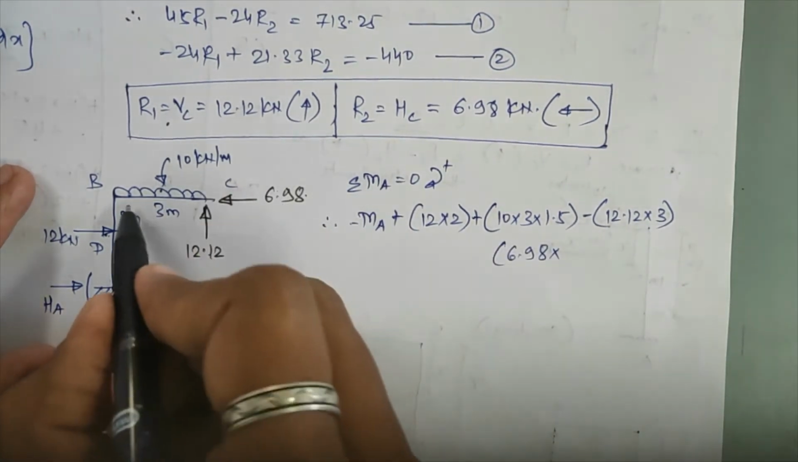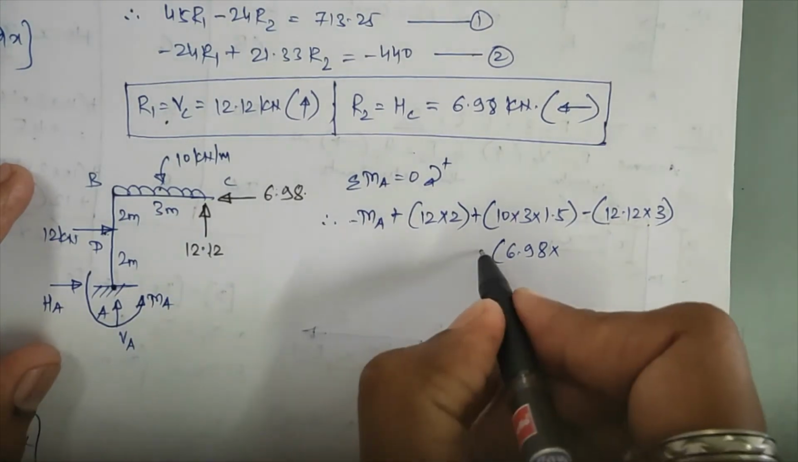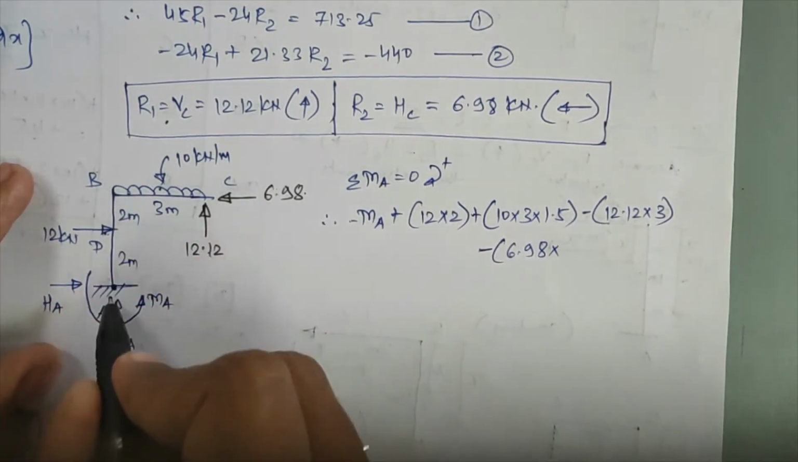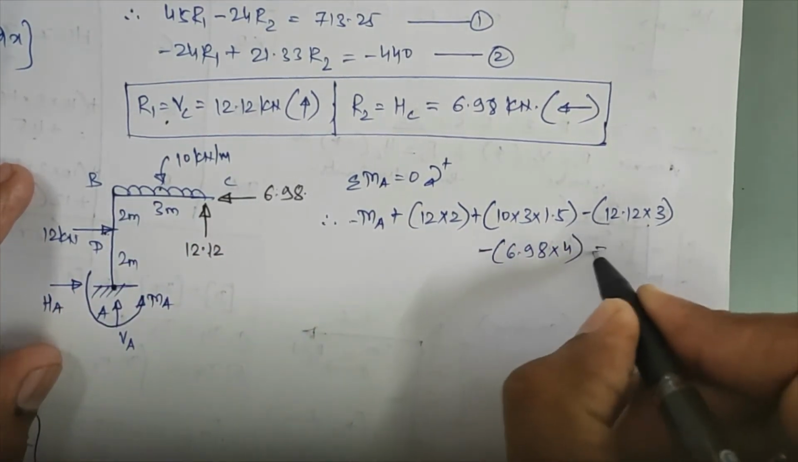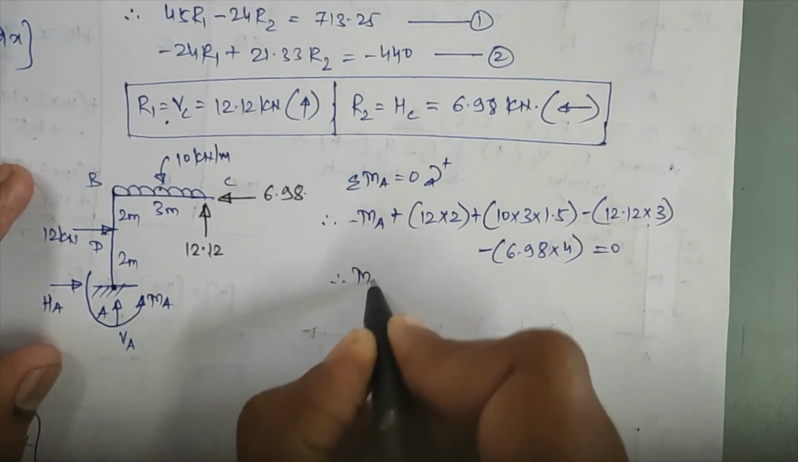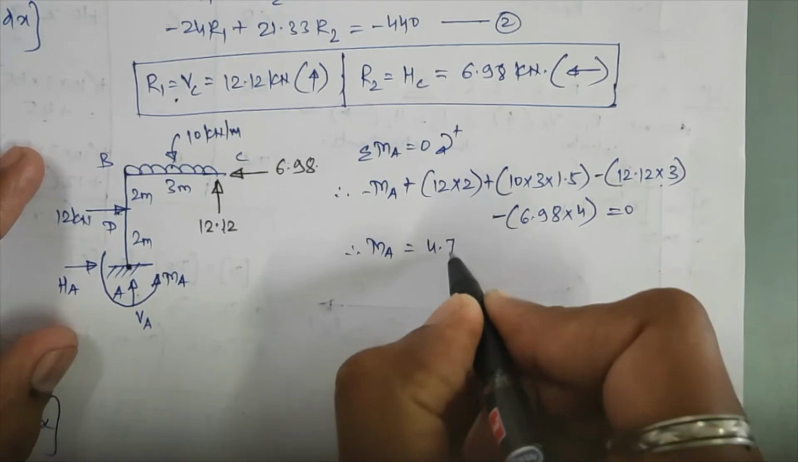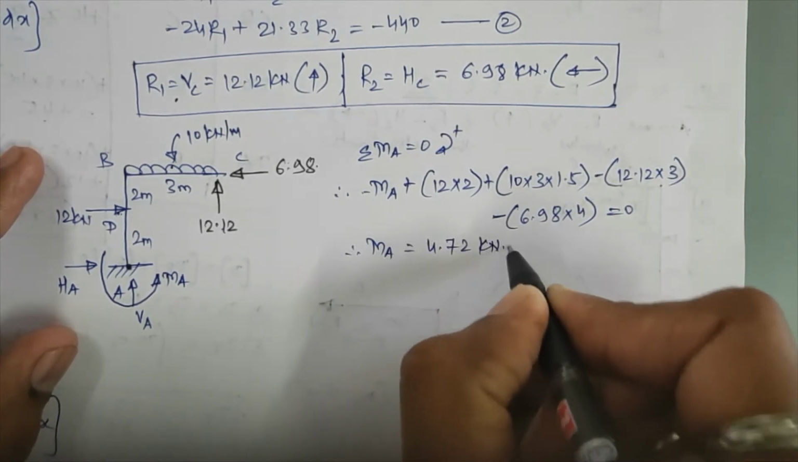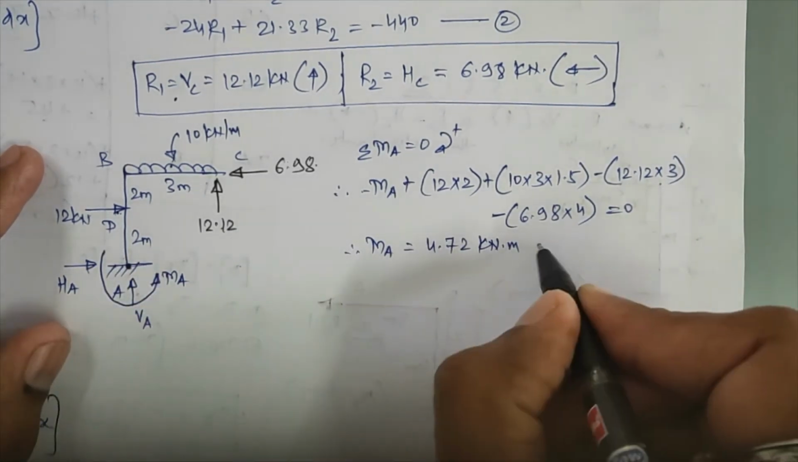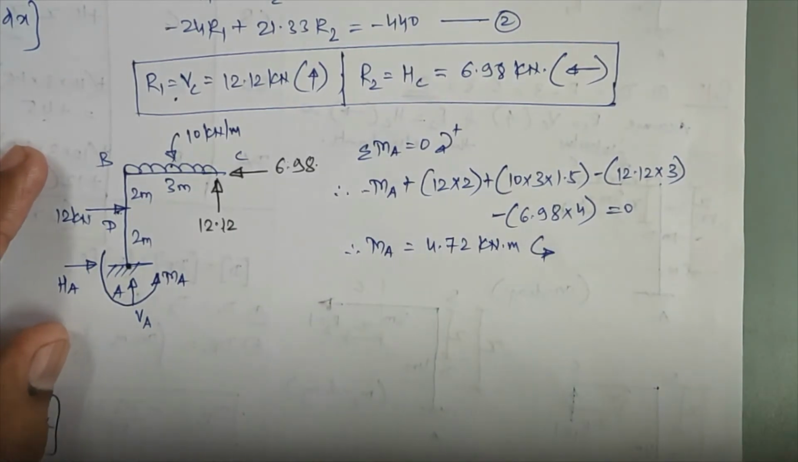6.98 into, again that is an anti-clockwise moment, so it will come negative. Lever arm will be now its vertical distance, that is 4 equal to 0. So from this I have got MA is equal to 4.72 kilonewton meter. Positive I have got this, that means my assumed direction is correct. MA is acting in anti-clockwise direction itself.